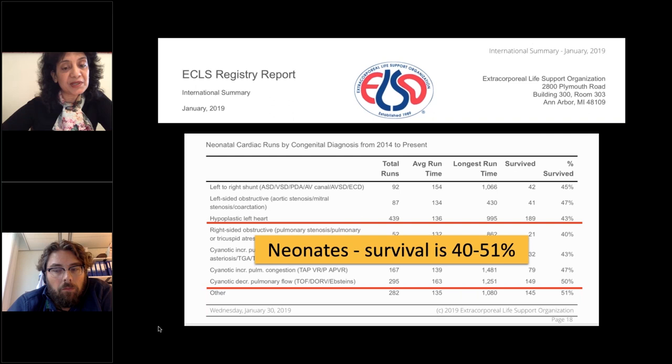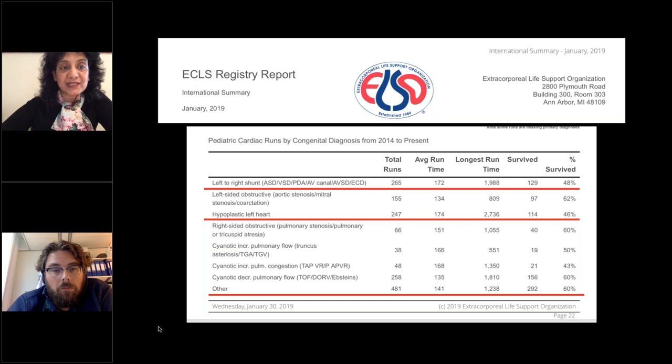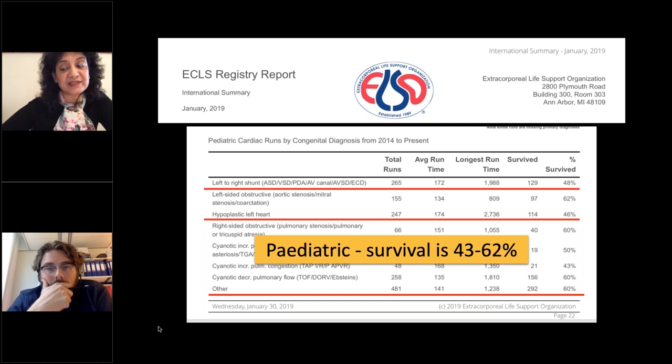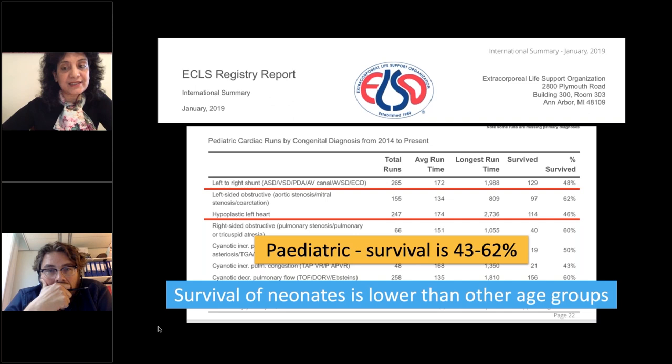If you look at the pediatric cardiac runs from the International Summary Report, you find that hypoplastic left heart syndrome is the third most common, and the survival here is about 46%. That is better for the overall age bracket, from 43 to 62%. So survival of neonates is lower than other age groups.